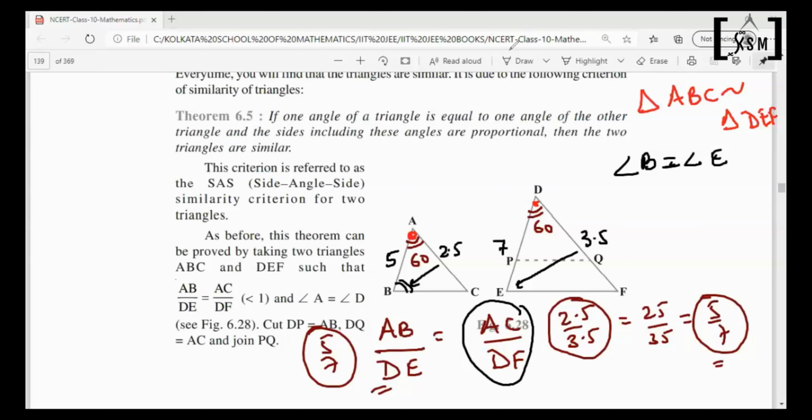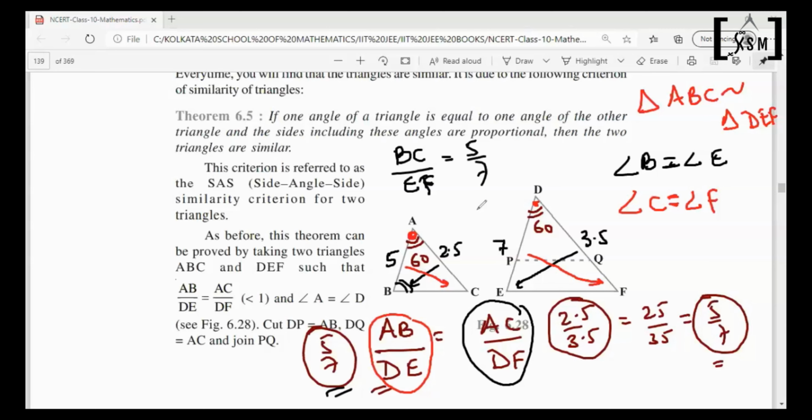And we compared side AB with DE. AB's opposite angle is C and side DE's opposite angle is F. So we can say angle C is equal to angle F. And then there is the third side ratio which we don't know, sides BC and EF. But for sure we can say that the BC and EF side ratio would also be the same as what we had for the other sides, which is 5:7.